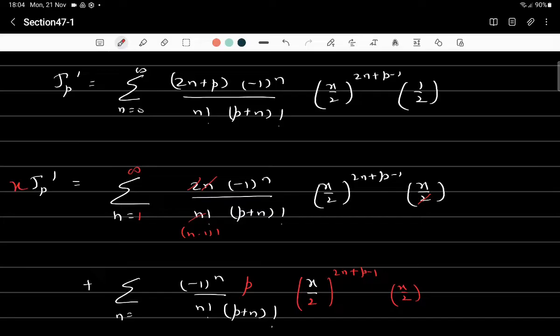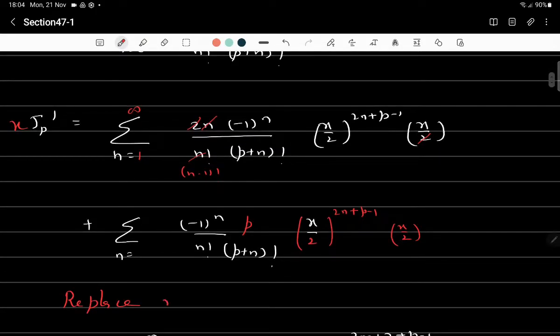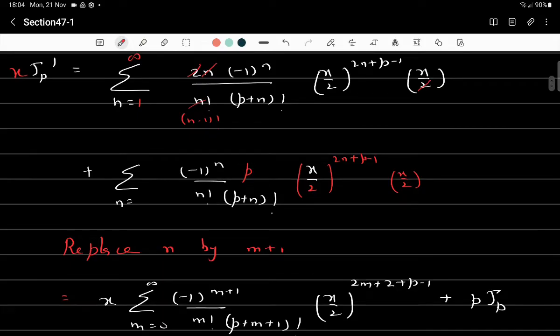So I need it in the form of a Bessel function. That's why I want the summation from 0, whereas it is from 1, and therefore I replace n. So replace n by m plus 1, or you can say replace n by n plus 1, it doesn't matter. So the first term would become x, then minus 1 raised to the power m plus 1, then m factorial (p plus m plus 1) factorial, and so on. And the last term would be p, and the rest can be easily observed to become Jp.